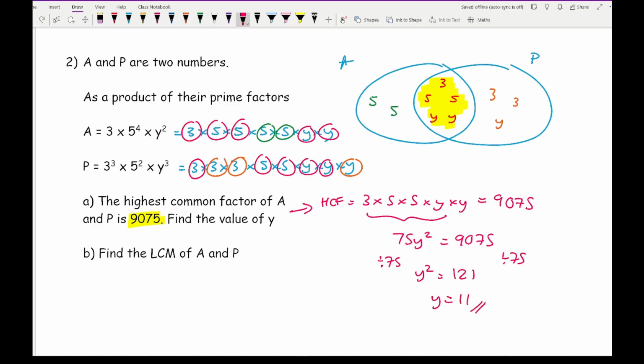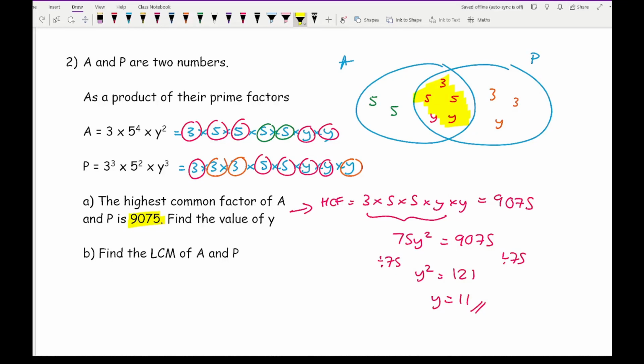Now you may think, well, isn't it plus and minus 11? Well, if it was minus 11, then that would completely mess up the highest common factor, lowest common multiple, because then you could end up with positive and negative numbers, and you tend to find that the highest common factor, lowest common multiples will never involve negatives. So again, here we're looking for a positive y value.